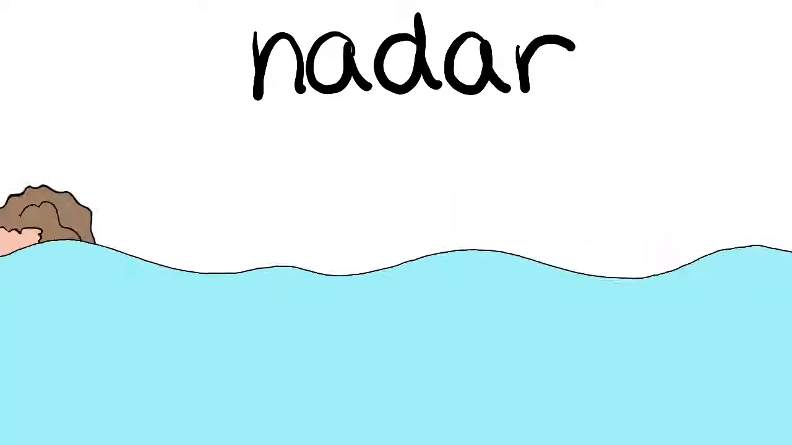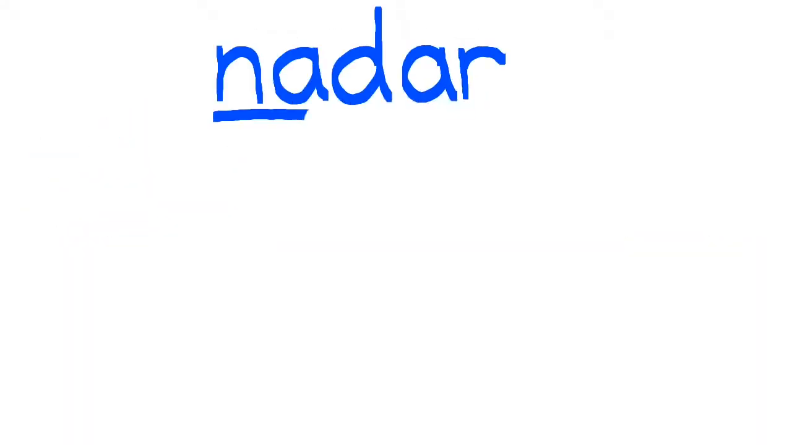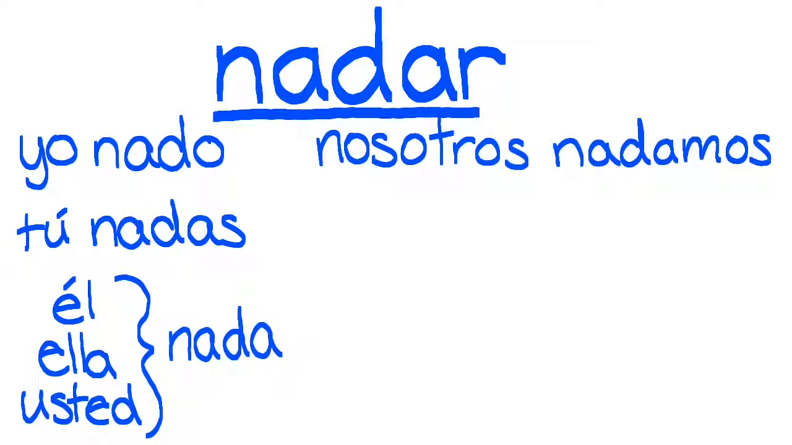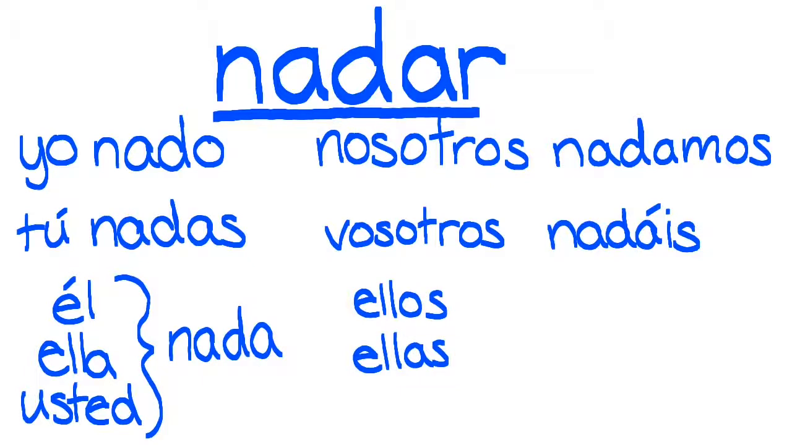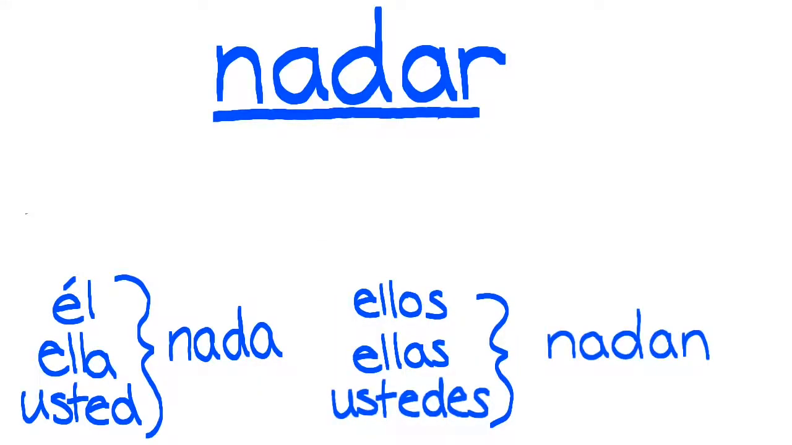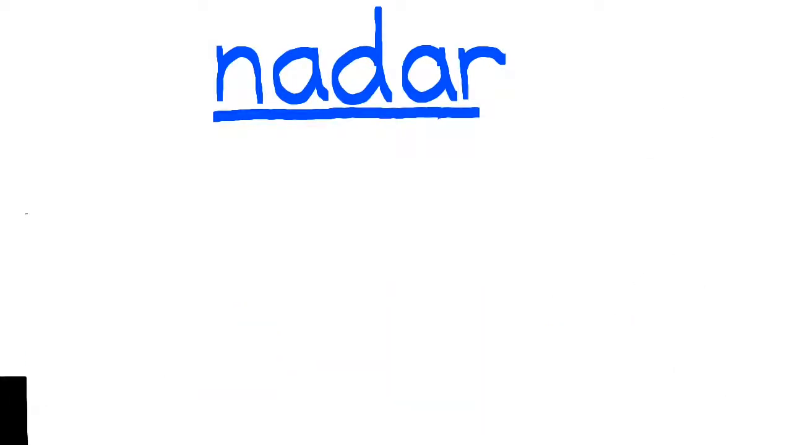Let's conjugate some AR verbs in the present tense. Nadar. Whoa, that's a lot of words. You know, we don't really need all of those conjugations. Let's just look at a couple. You just need to focus on the forms for él, ella, ellos, and ellas. Él nada, ella nada. Ellos nadan, ellas nadan.